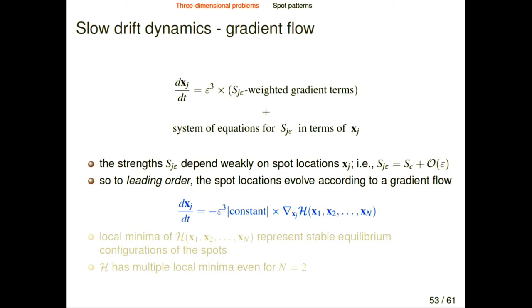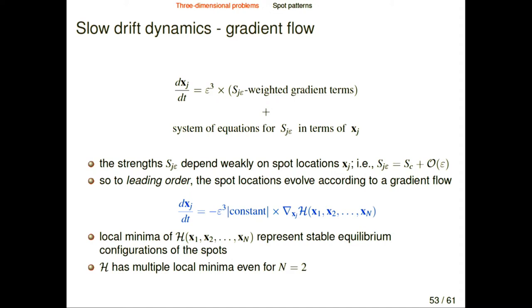The point is that x_j is the spot location. So dx_j/dt equals epsilon cubed, that's the time scale over which the spots drift, times S_j weighted gradient terms. These are a whole bunch of gradient terms, and the key is that the S_j depend weakly on the spot locations. So S_j is essentially some common value between all the spots, and to leading order it becomes a gradient flow. It flows downhill on this energy H. And as Michael said earlier this week, this has a whole bunch of multiple local minima, so the optimization is not that simple, even for small n.